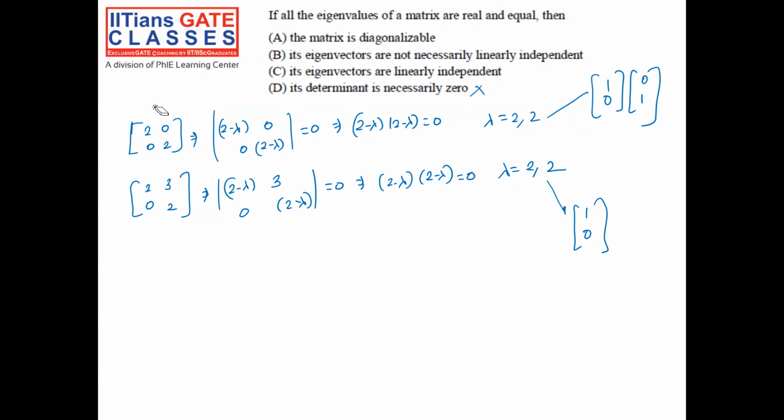So how about the eigenvectors? Are eigenvectors linearly independent? In the first case, they are linearly independent, but in the second case we get an identical eigenvector, the same eigenvector in both, so they are linearly dependent.